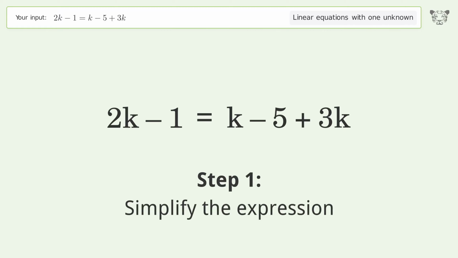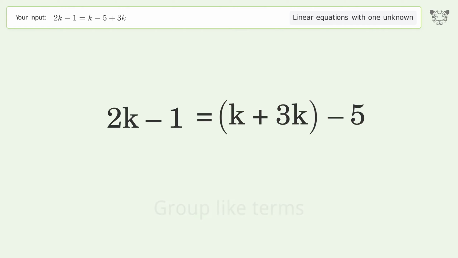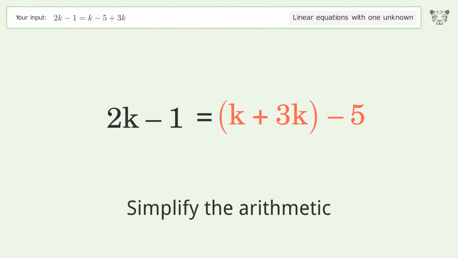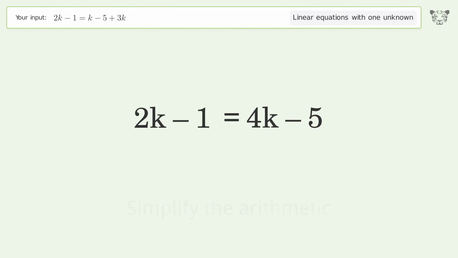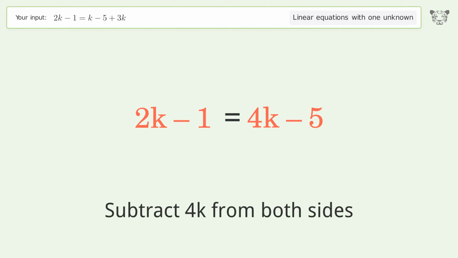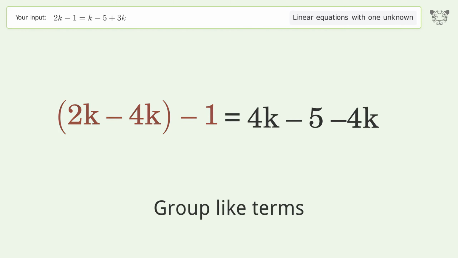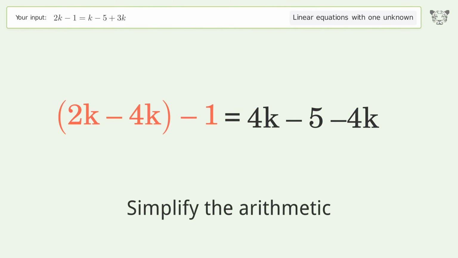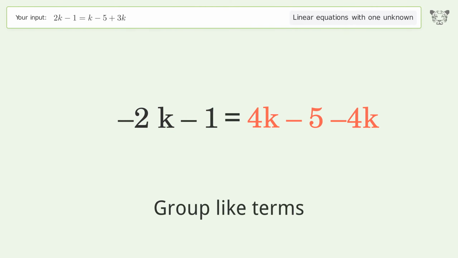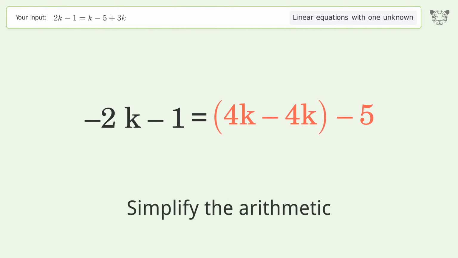Simplify the expression. Group like terms. Simplify the arithmetic. Group all k terms on the left side of the equation. Subtract 4k from both sides. Group like terms. Simplify the arithmetic. Group like terms. Simplify the arithmetic.